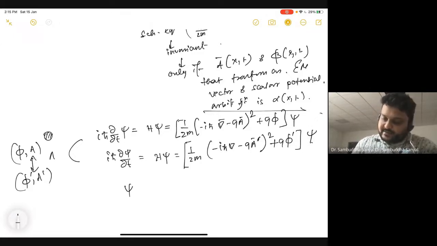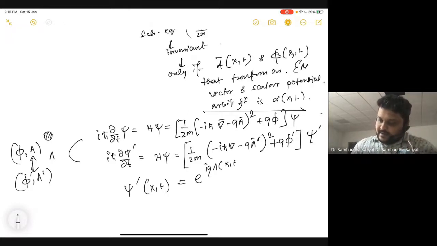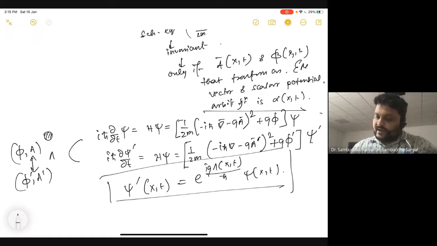Then let me call it psi prime. These two psi's are connected by the other flip side of the previous statement: e to the power i q lambda(x,t) over h bar times psi(x,t). Now this is a very useful tool to figure out, if I give you a particular field, what is the form in the other field. And you can even work it out for various gauge equivalent configurations. You will see in a moment an application of that when I talk about Aharonov-Bohm.